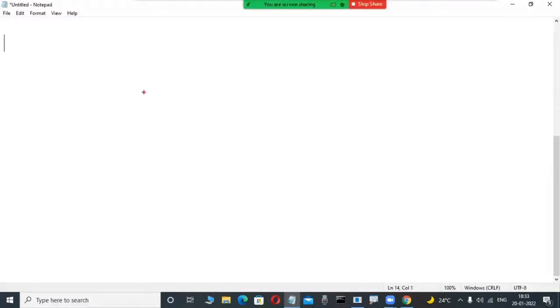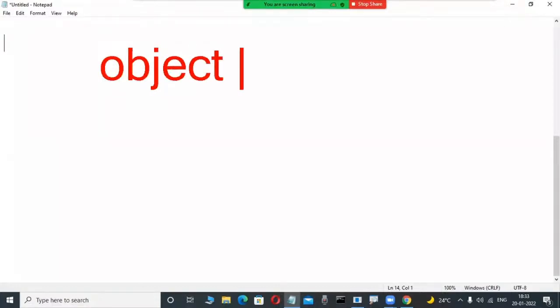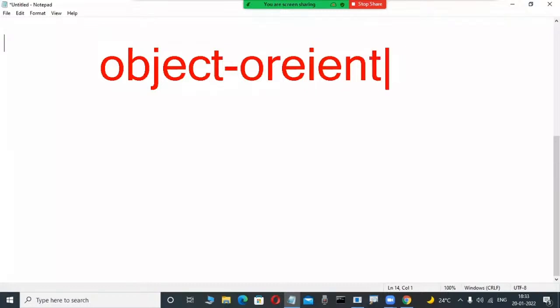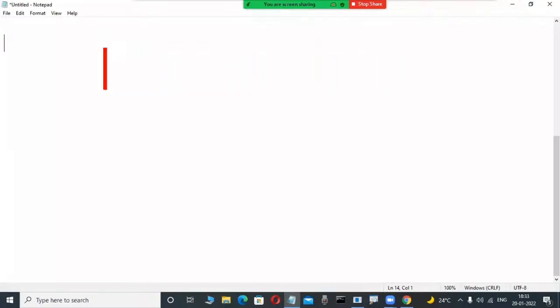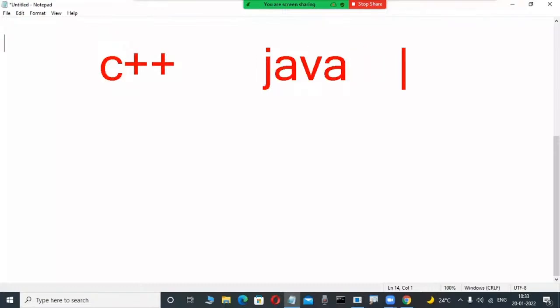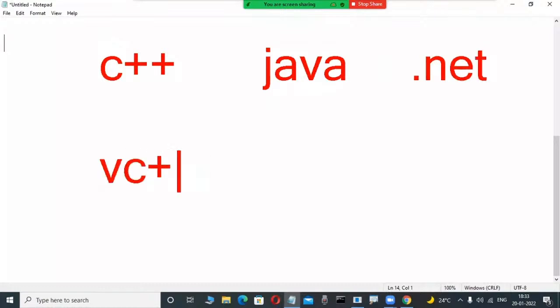Suppose there are so many object-oriented languages. A little bit of technical knowledge is there. Object-oriented languages are there worldwide. What are the object-oriented languages worldwide? C++ is an object-oriented language. Java is a popular object-oriented language. C# .NET is an object-oriented language. VC++ is an object-oriented language. That's why there are so many object-oriented languages.